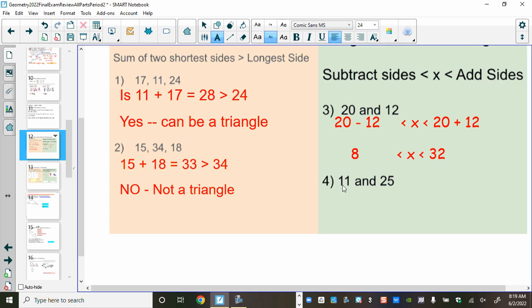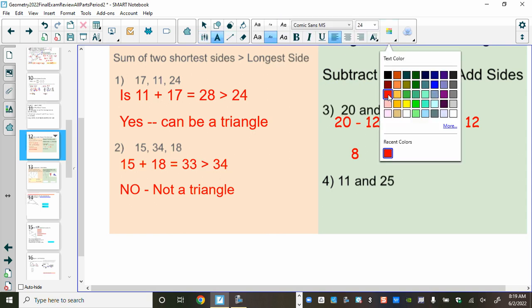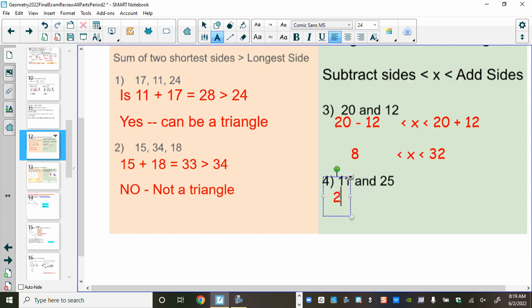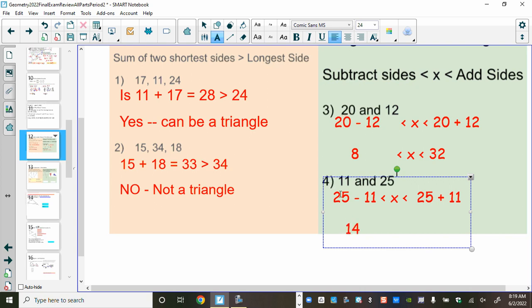Now be careful. 11 and 25. Do you do 11 minus 25 or 25 minus 11? Because I remember on the original test, a lot of you did 11 minus 25 and wrote negative 14. No, you have to flip it. 25 minus 11, and then you also have to do 25 plus 11. So what is 25 minus 11? 14. And then what's 25 plus 11? 36. That's all you do.